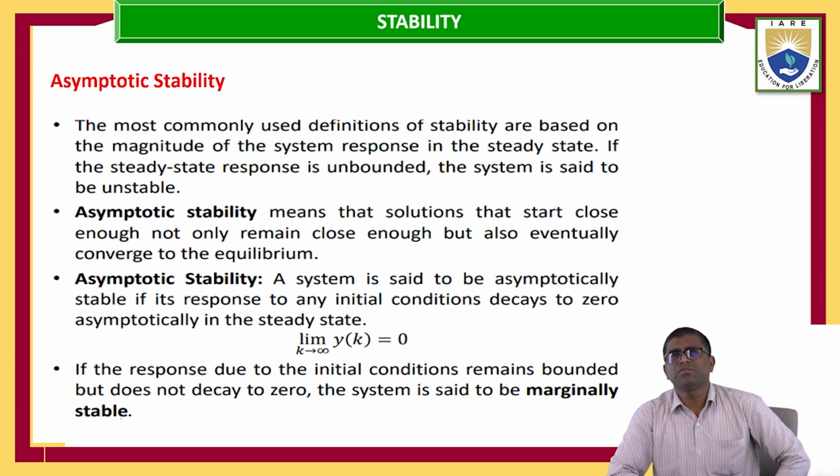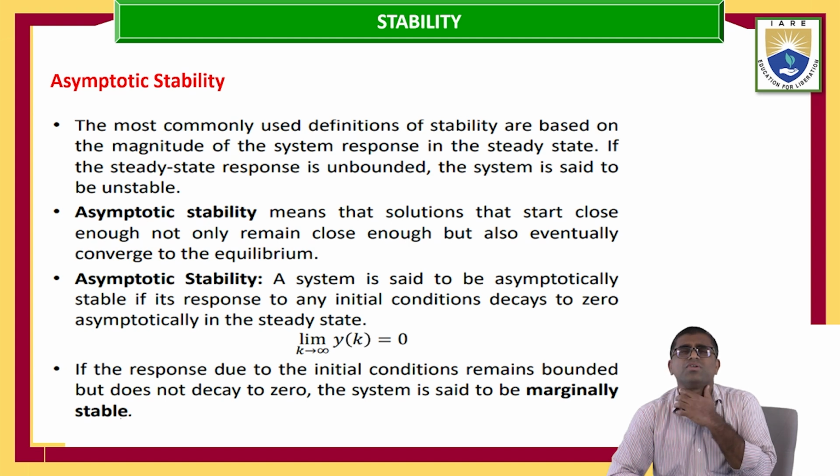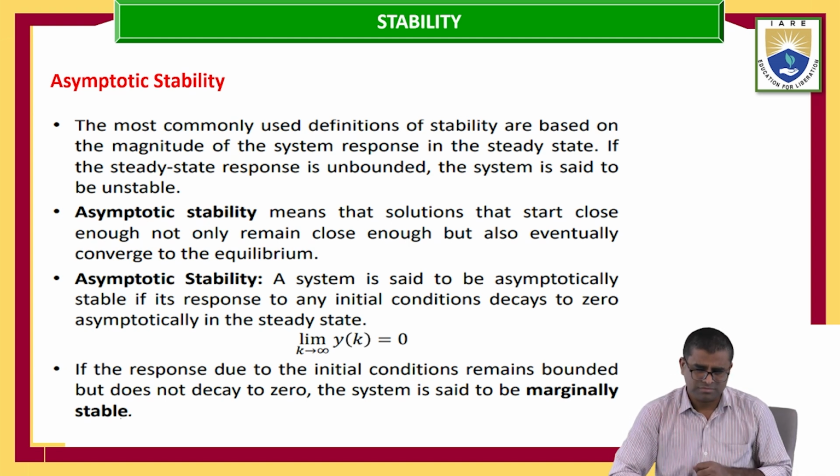In the transient state we would have to apply lower and upper limits for every time variation, and there is no possibility of finding that. So only in the steady state condition can we make the stability conditions. We have to note that if the steady state response is unbounded, then the system is unstable.